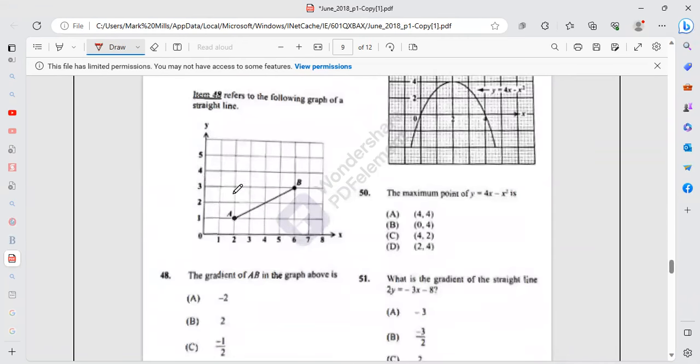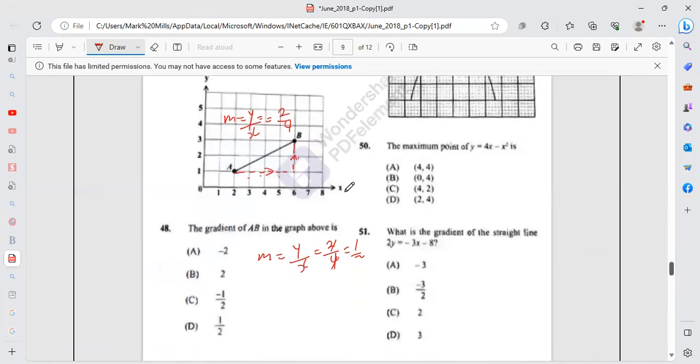48, they ask to find a gradient. So the gradient, if you draw the broken line here, you are going to use the gradient on the graph, which is y over x, rise over run. So my rise here would have been 2 boxes, going up. On the run now, we have 1, 2, 3, 4. So when you work it out, the gradient here would have been y over x, which will give me 2 over 4. We break it down, you get half. So the answer we are looking for would have been D.